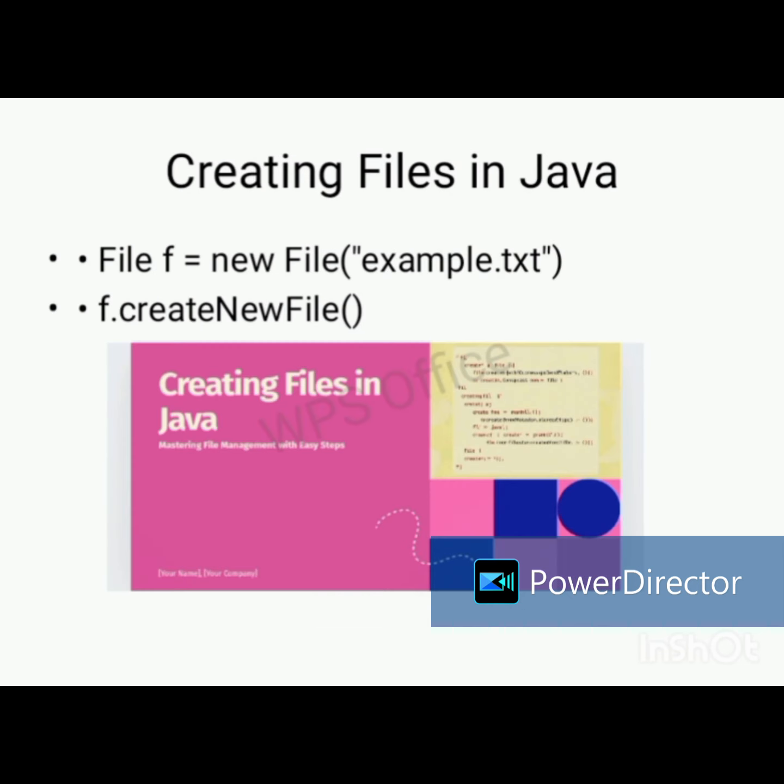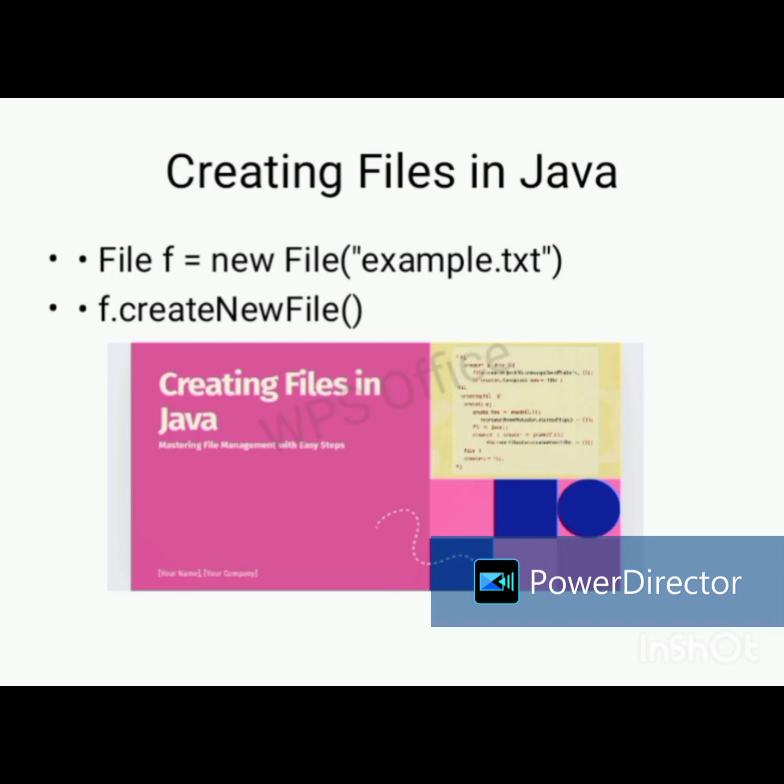Creating files in Java. Creating a file in Java is straightforward and is typically done using the File class's createNewFile() method. This operation attempts to create a new empty file in the specified location. If the file already exists, the method returns false. It's important to handle exceptions here because createNewFile() throws an IOException if an input and output error occurs. This could be due to permissions, invalid paths, or hardware issues.